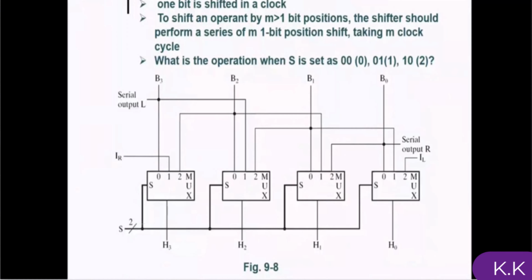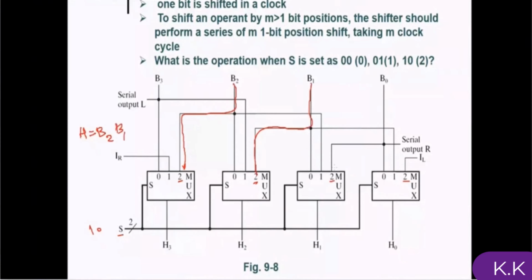What is this value? This is the same as the input shifted to the right by one. It is coming from the input I or input right, and all of the bits are moving 1 bit to the right. B3 now is here, B2 is now here, and B1 is here. So when it is 0, 1, this circuit performs a 1 bit shift to the right.